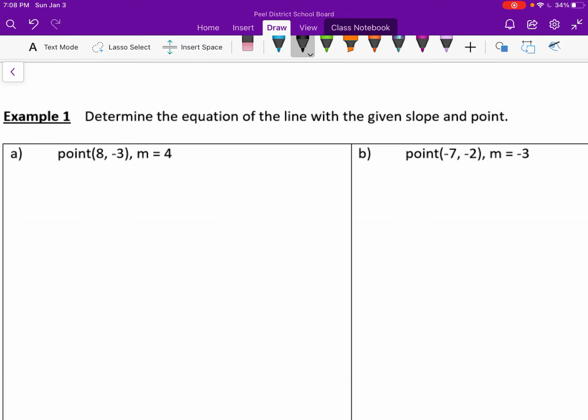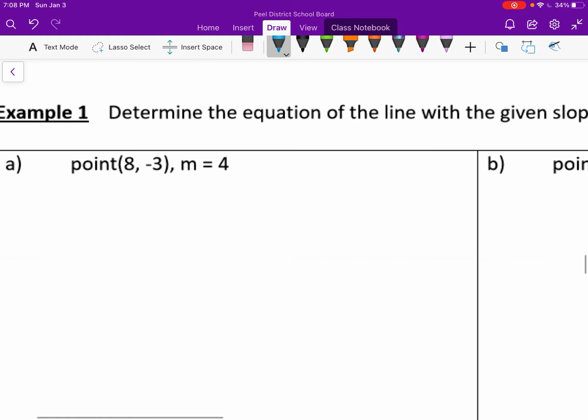All right, so we're going to talk about determining the equation of the line when you're given a slope and a point, right? So how you're going to do this is very simple. You're going to use the slope point method, right? So my point here is 8 and -3. This is going to be x1, this is going to be y1. My slope is m equals 4, right?